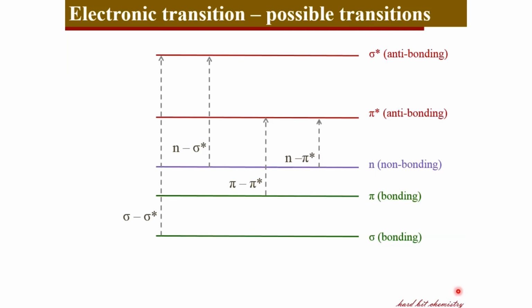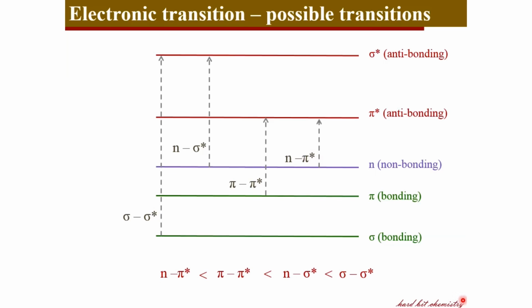And it is important to note that a pi to sigma star transition is a forbidden transition because pi and sigma star have different symmetries. Therefore, transitions are permitted only across orbitals with similar symmetries. Now comparing the energies associated with each of those transitions, you can see that sigma to sigma star is the highest energy transition, then comes n to sigma star with lower energy, and then pi to pi star and n to pi star with the lowest energy.